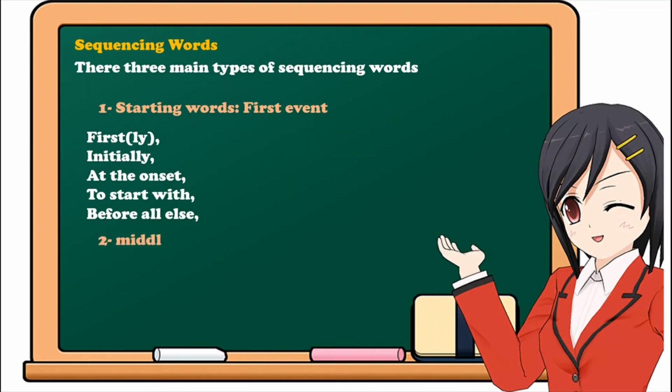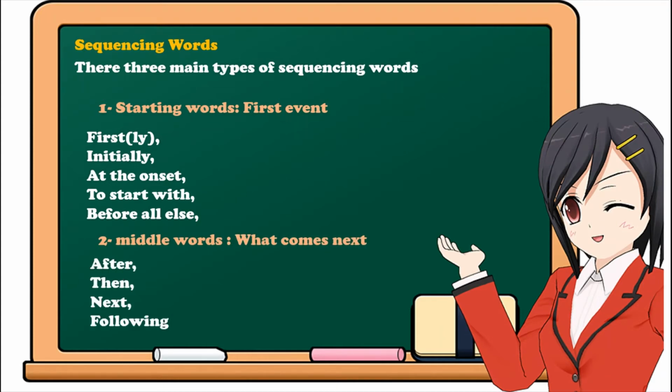Number 2, middle words, what comes next. These words tell us what comes next. For example, after, then, next, following, later.